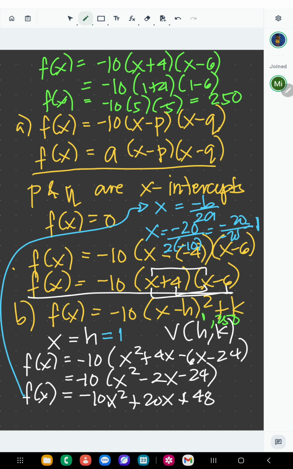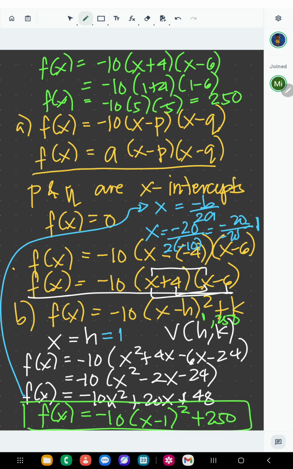And it makes sense, right? Looking at the given graph, so we got it correctly. Alright. So the question for letter B is we need to write the equation in vertex form. So our equation would become f of x equals negative 10 times x minus 1 squared plus 250. So this is the equation of the second one. And the equation of letter A is this one, in factored form or intercept form.